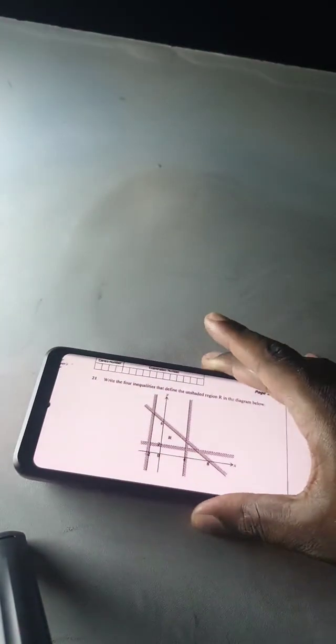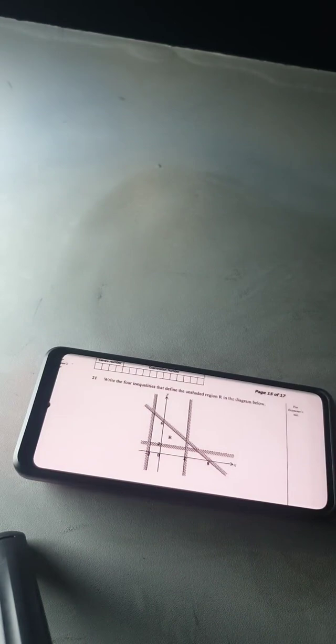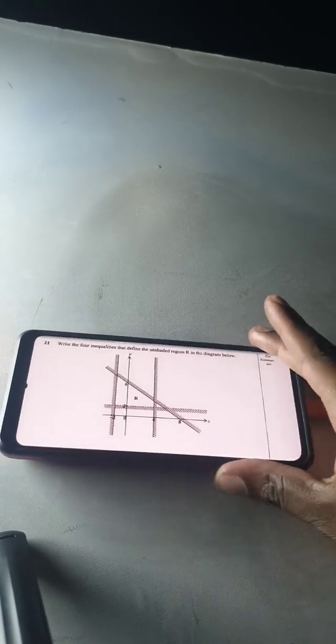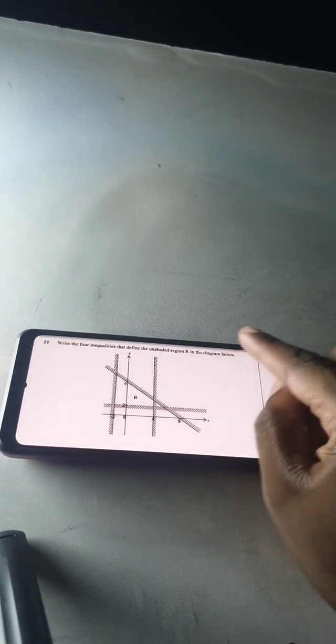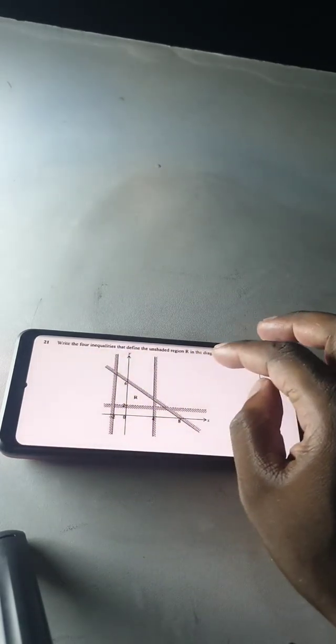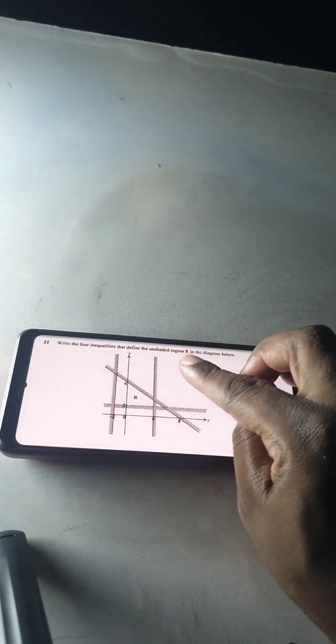All right, the next question. Question number 21, it's under linear programming in paper 1, where it's saying, write 4 inequalities that define the unshaded region in the diagram below.